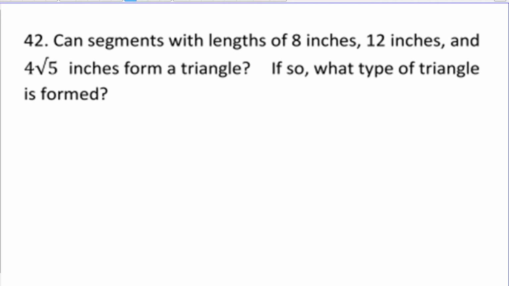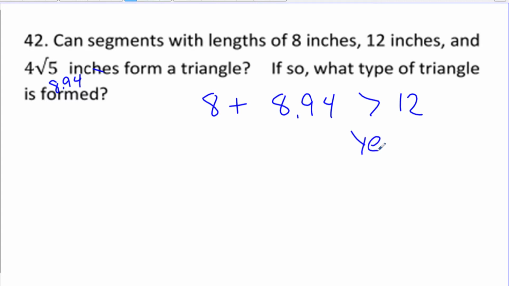So I'm going to say 4 times the square root of 5. Let's turn that into an approximate number. It comes out to be about 8.94. So what we have to do first is check that. It looks like the largest side is 12. That 8.94 plus 8 has to be bigger than 12, and it definitely is. It's 16.94. So if you want to show work, 8 plus 8.94 is greater than 12, so yes, it is a triangle.